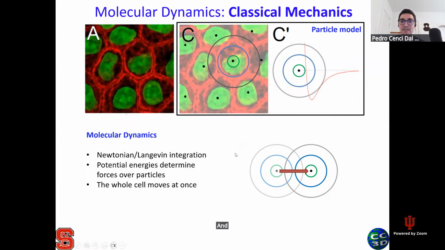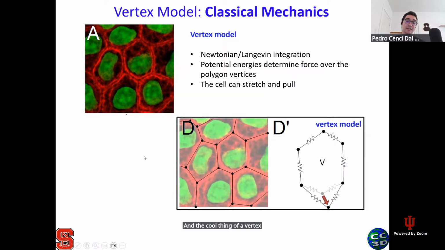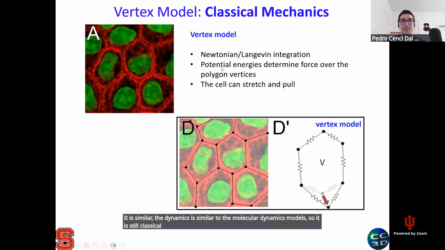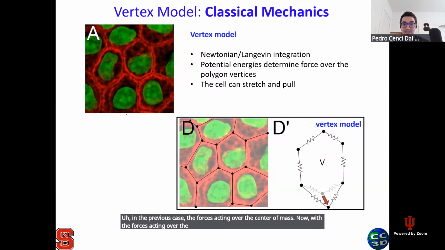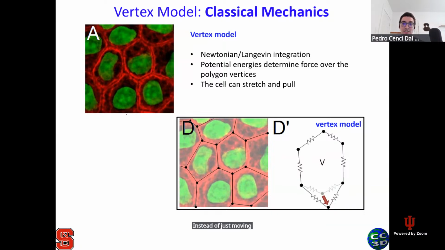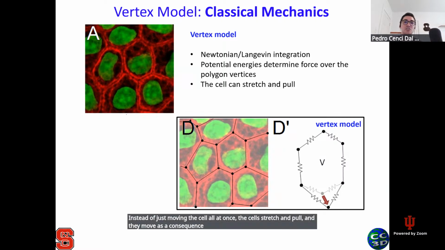And the cool thing of a vertex model, it is similar, the dynamics is similar to the molecular dynamics models. So it is still classical mechanics, but here the forces act over the vertices of the polygon. So instead of moving the cell as a whole, in the previous case, the forces acting over the center of mass, now with the forces acting over the vertices, instead of just moving the cell all at once, the cells stretch and pull, and they move as a consequence of these stretch and pull dynamics.